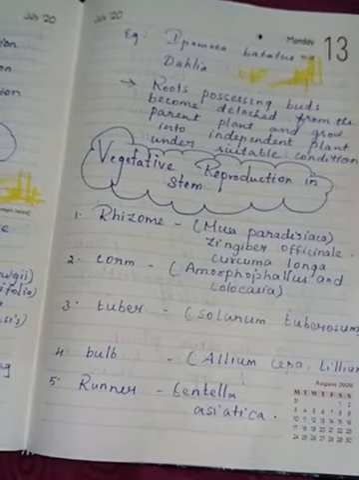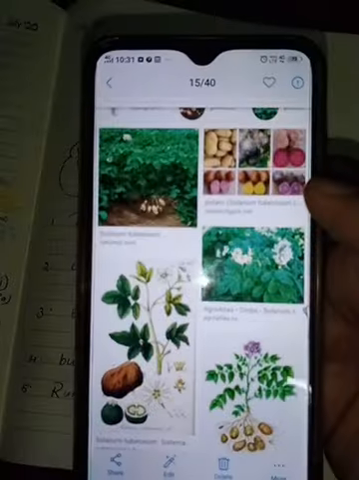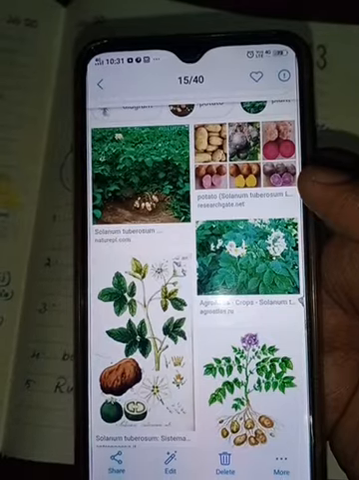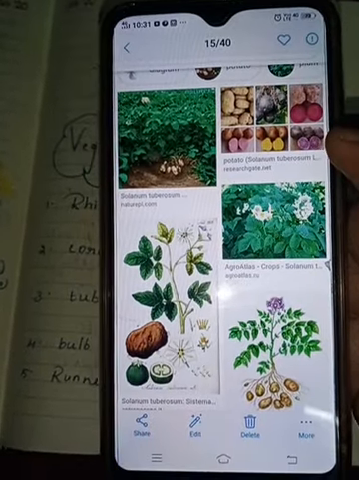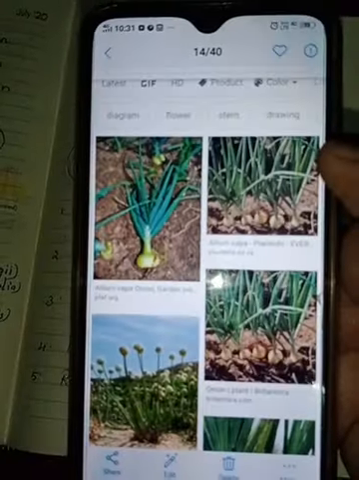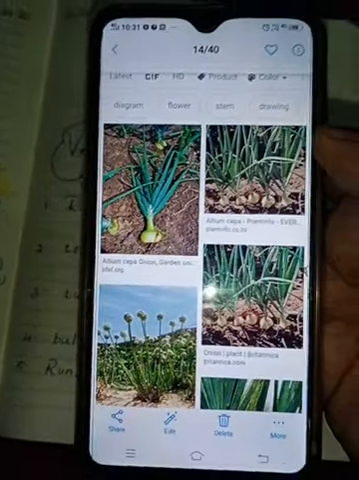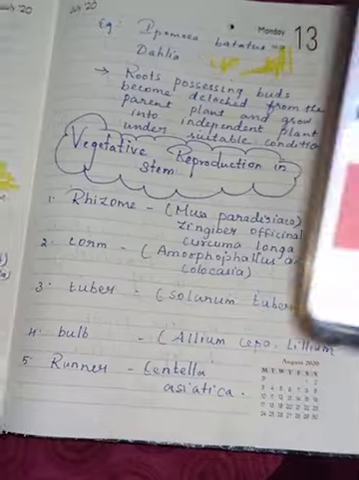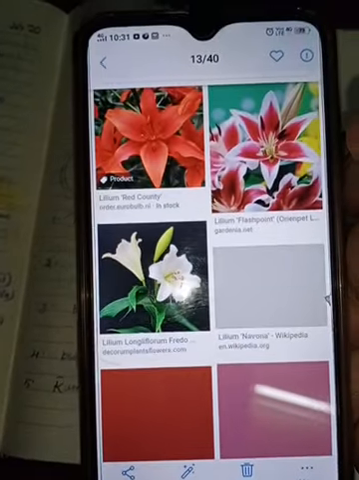So that one is called as a colocasia. Then tuber, Solanum tuberosum. So see here, this is a Solanum tuberosum, the potato. Okay. Next one is bulb. Bulb is Allium cepa, Vengayam. Okay. Then lilium. Lilium is a very beautiful flower.